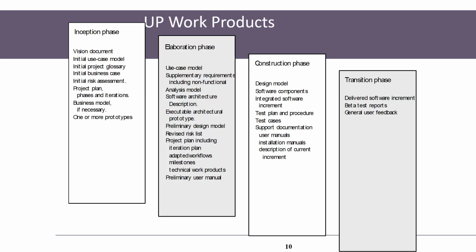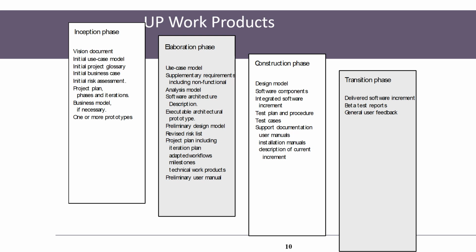So here is some identified set of work products with respect to the 4 phases. It's not the full list. In a particular implementation, people may have a different set of work products, but to get an overall understanding and a view, if you are not very much familiar with the unified process, these are the things. Now, if you look at the inception phase: vision document, initial use case model, initial project glossary, business cases, risk assessment, project plan, business model, and one more, prototype.